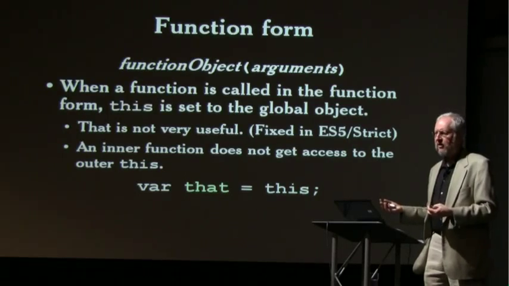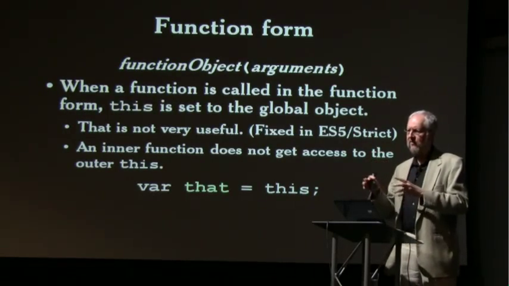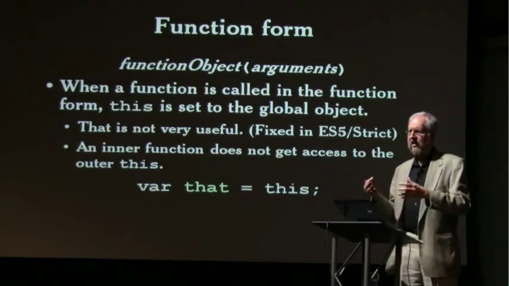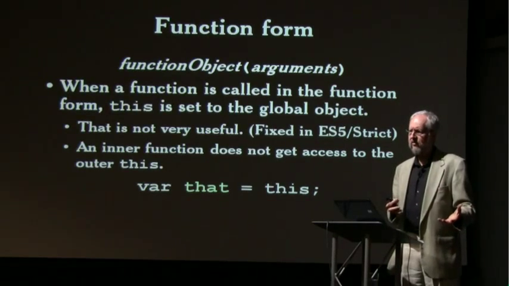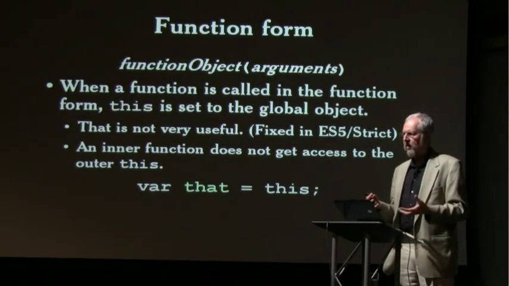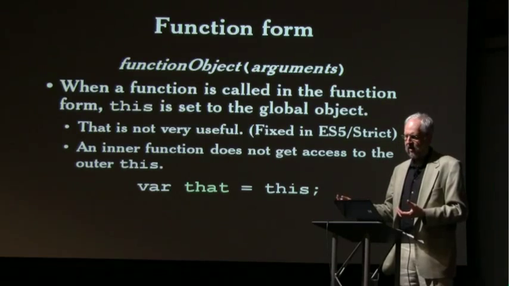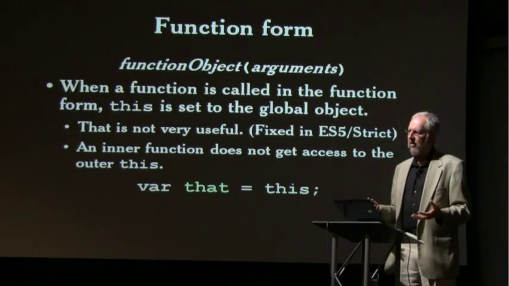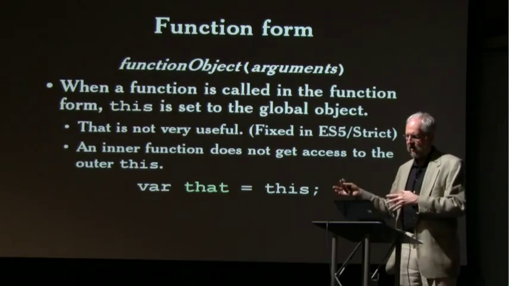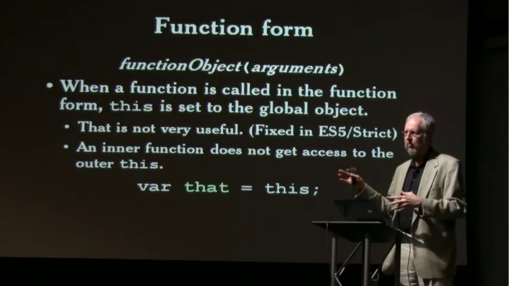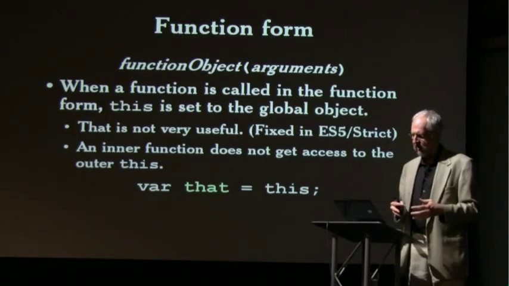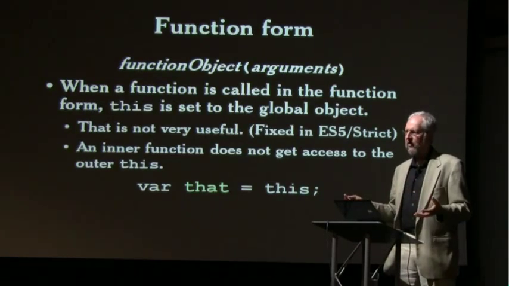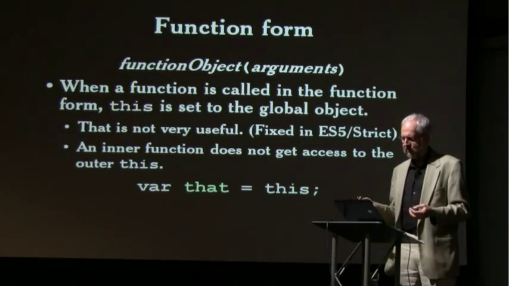Then there's the function form, in which we simply take a function value and call it immediately. In this case, there's no object to associate this to. So in ES3, this was set to the global object, which was just awful. In ES5 strict, we improved that a little bit. We now bind this to undefined, which is less awful.